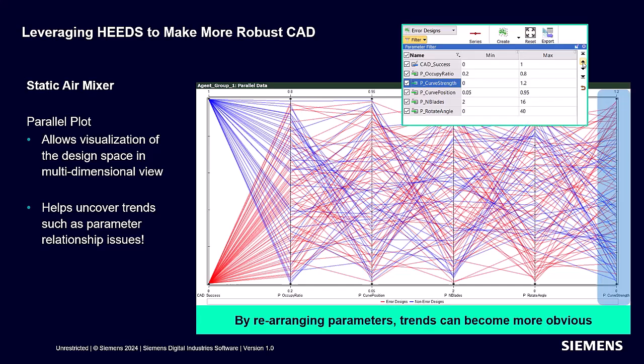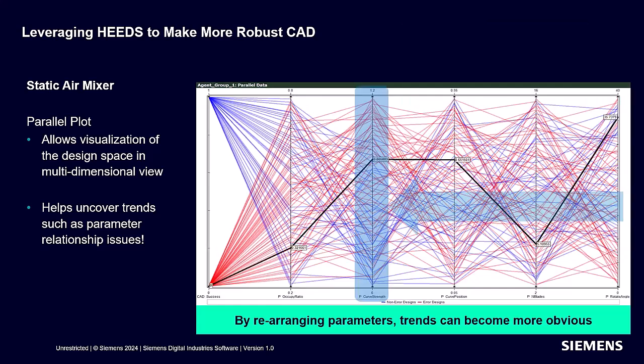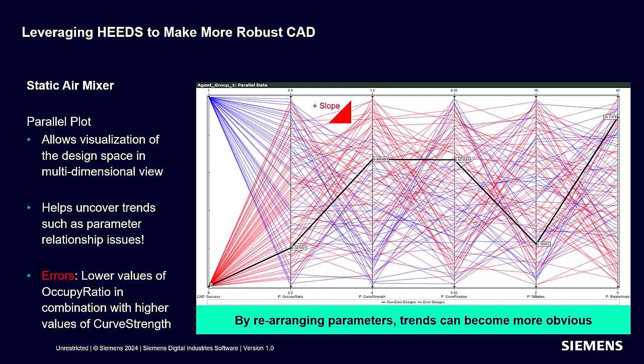Rearranging parameters such that we explore their placement beside each other on the plot can help make these trends obvious. Plot settings allow for easy control of the order of the parameters on the plot. Here, we'll move the troublesome parameter across the variable spectrum in terms of positioning to see if any discernible relationship is evident. If we move curve strength next to occupy ratio, a trend begins to become visible. As seen by the slope direction between occupy ratio and curve strength, lower values of occupy ratio in combination with higher values for curve strength result in error designs.